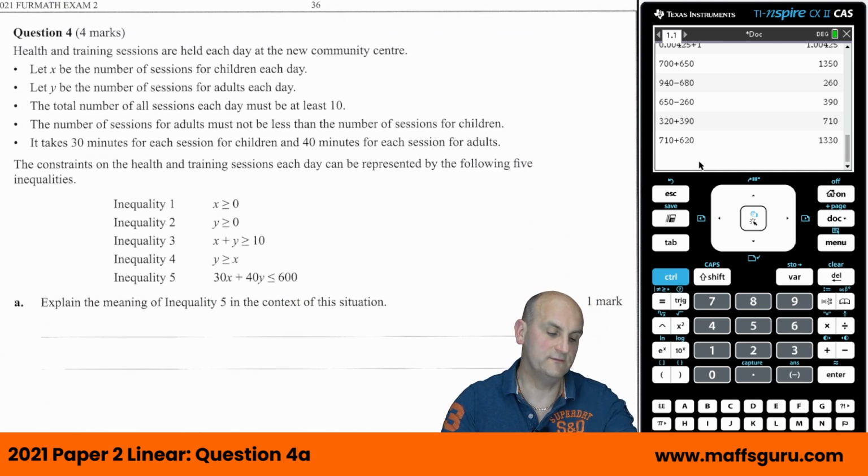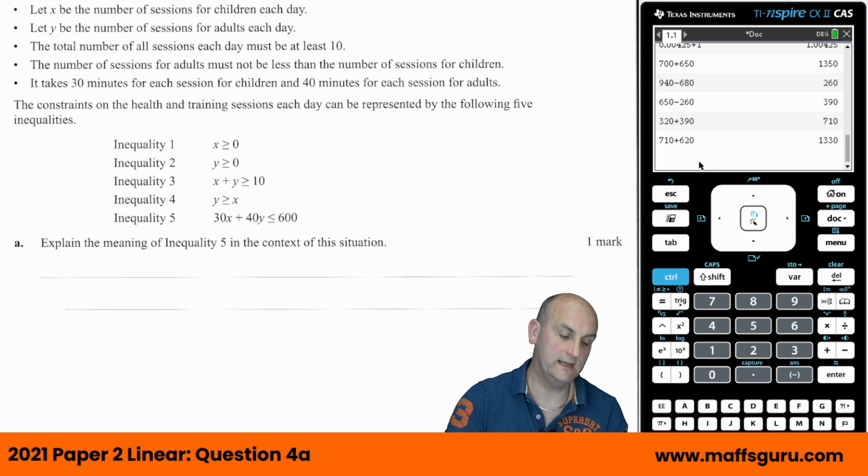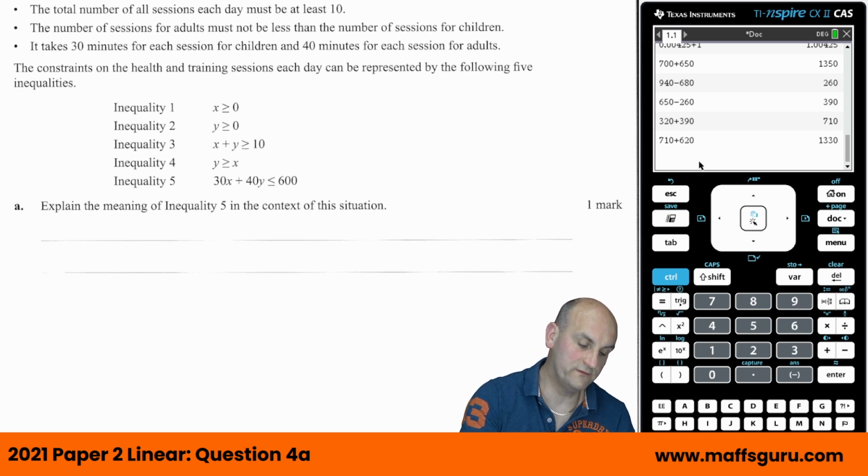Health and training services, or sessions, are held at the community centre. Let X be the number of sessions for each child, Y be the number of sessions for each adult, the total number of sessions given. Explain the meaning of inequality number 5. So here is inequality number 5.